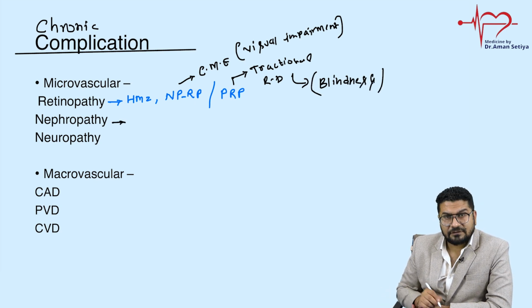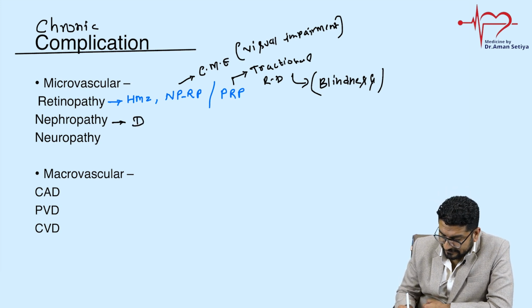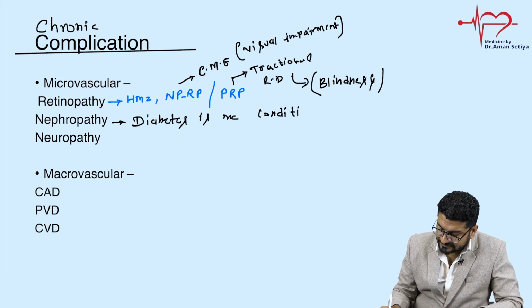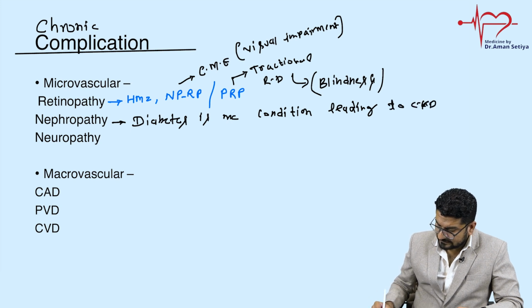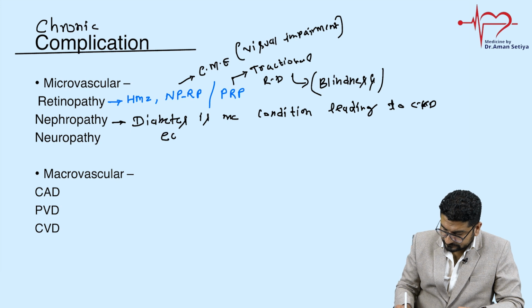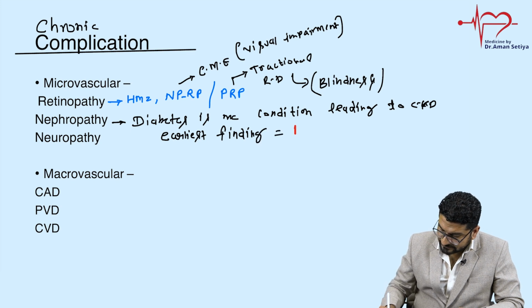Coming to nephropathy, so diabetes is the most common condition which is leading to CKD. Remember this. They ask you MCQ like, what is the earliest finding? Earliest finding is microalbuminuria. Earliest finding is a small amount of albumin is released.